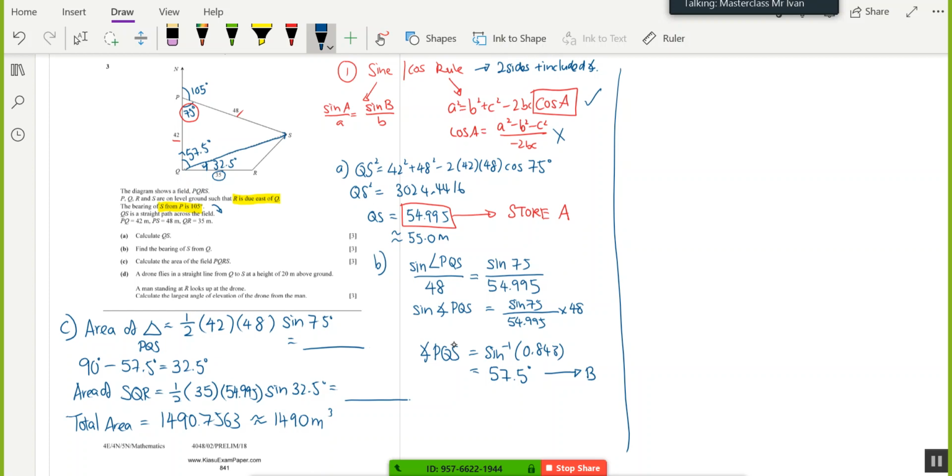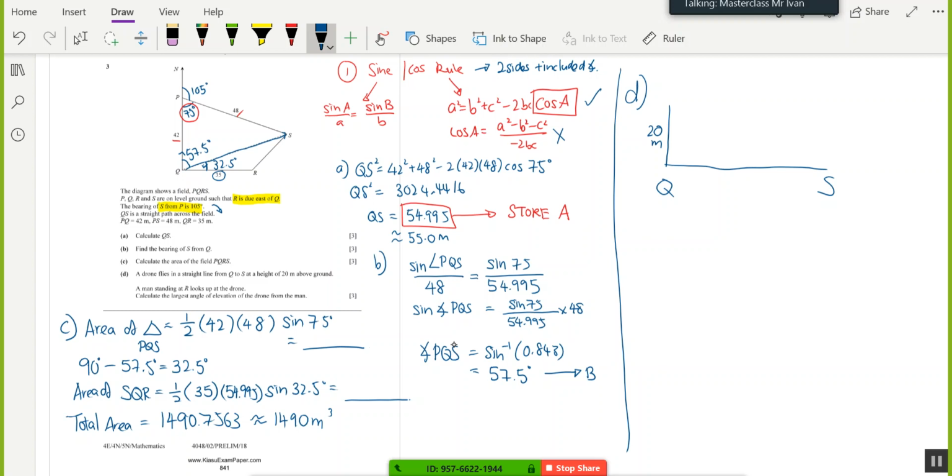A drone flies in a straight line from Q to S at a height of 20 meters above ground. For part D, you must always draw a new triangle of your own. Okay, Q to S. He flies from Q to S. So this is the 20 meters. Okay, a man at R. Okay, looks up at the drone. All right.